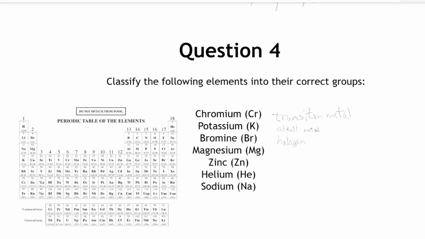Since magnesium is in group 2, it's an alkaline earth metal. Since zinc is in group 12, it's another transition metal. Helium is in group 18, which means it's a noble gas. And sodium is in group 1, meaning it's an alkali metal. Let's look at one last problem.